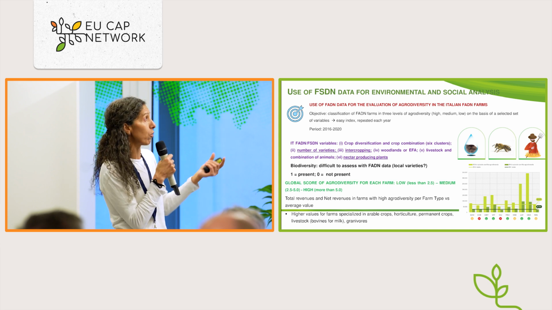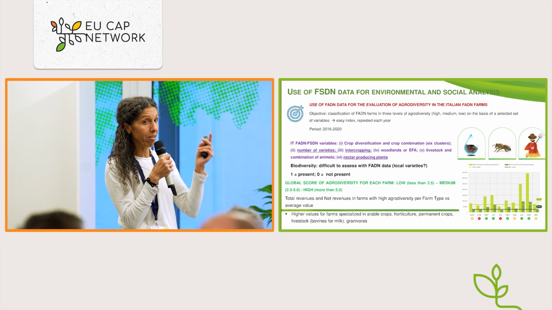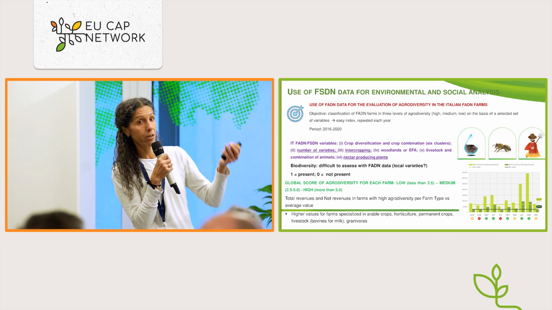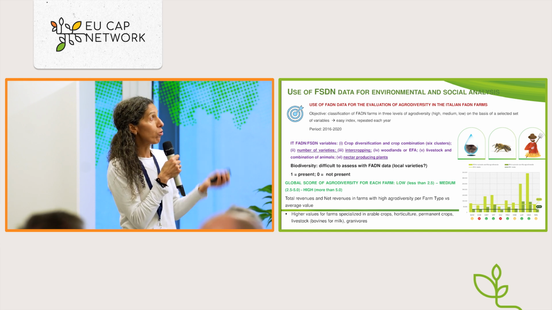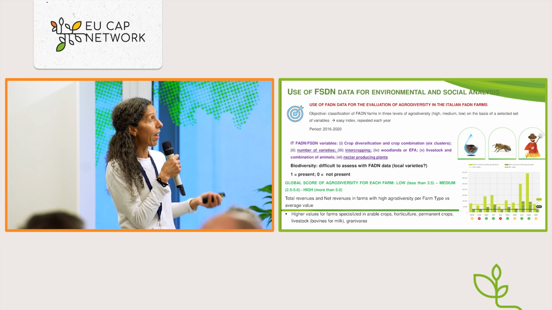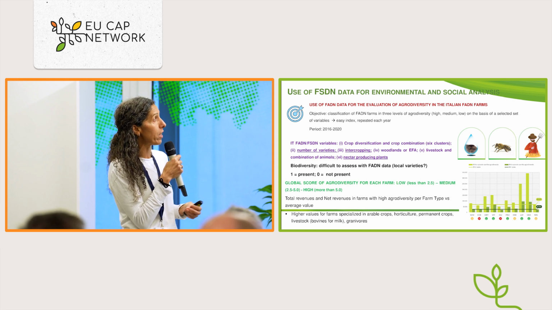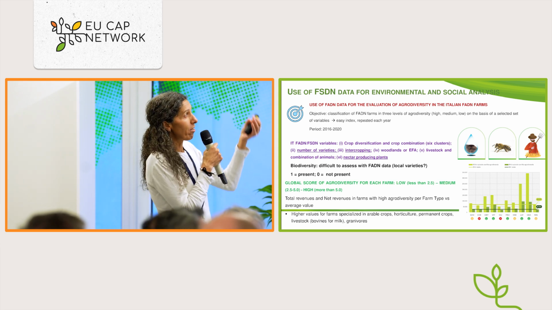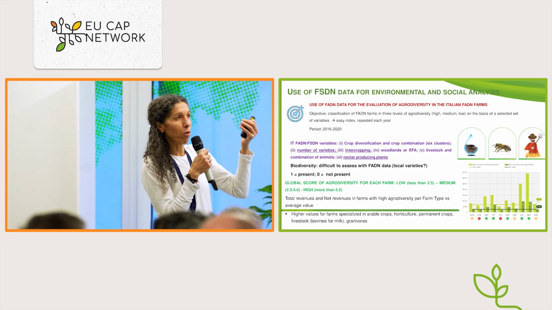We collect this kind of data: the number of varieties in the crop, the presence of intercropping, especially in the permanent crops, the presence of woodlands or ecological focus area, livestock, a combination of animals, and nectar-producing plants. So this is a set of variables that is very easy.